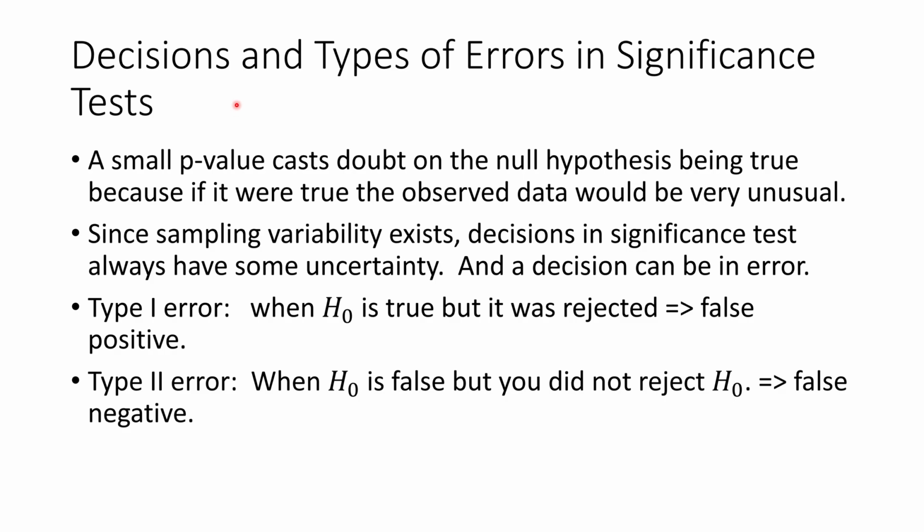Now let's talk about decisions and the types of errors in significance tests. A small p-value casts doubt on the null hypothesis being true, because if it were true, the observed data would be very unusual. Since sampling variability exists, decisions in significance tests always have some uncertainty, and a decision could be in error.